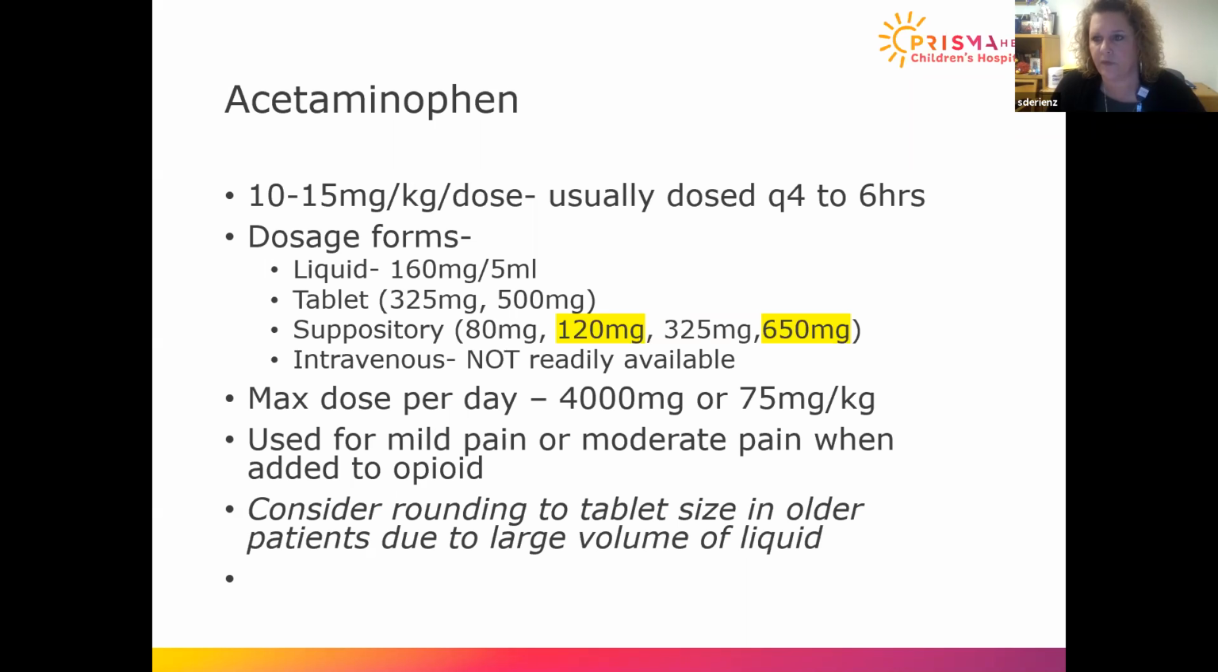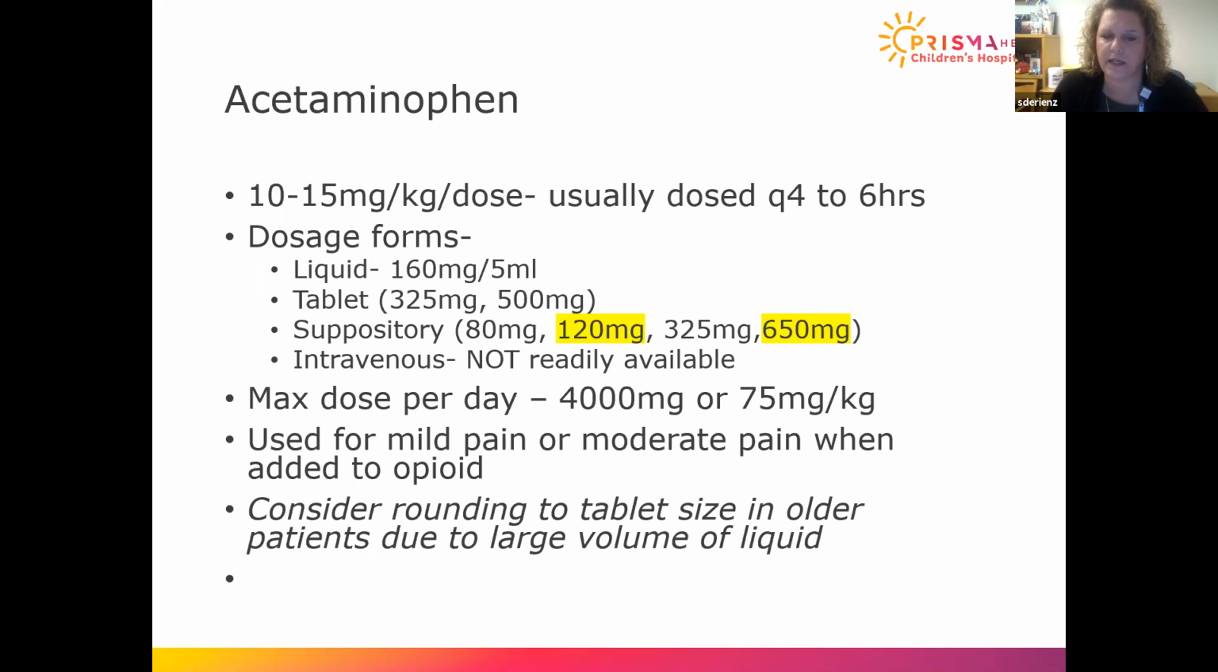There may be some different dosage forms out there in the community, but as a general rule of thumb, liquid Tylenol or acetaminophen usually comes as 160 milligrams in 5 mLs. That's pretty much a standard concentration. And then there are also the tablet sizes. 325 and 500 are the tablet sizes most commonly seen.